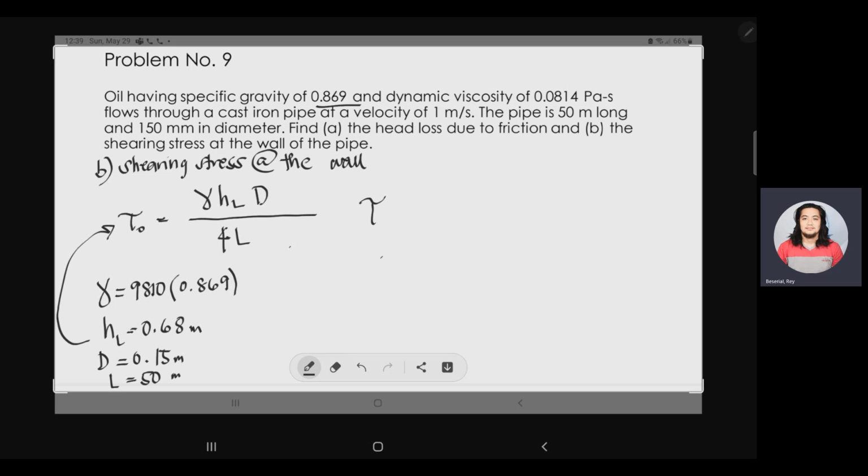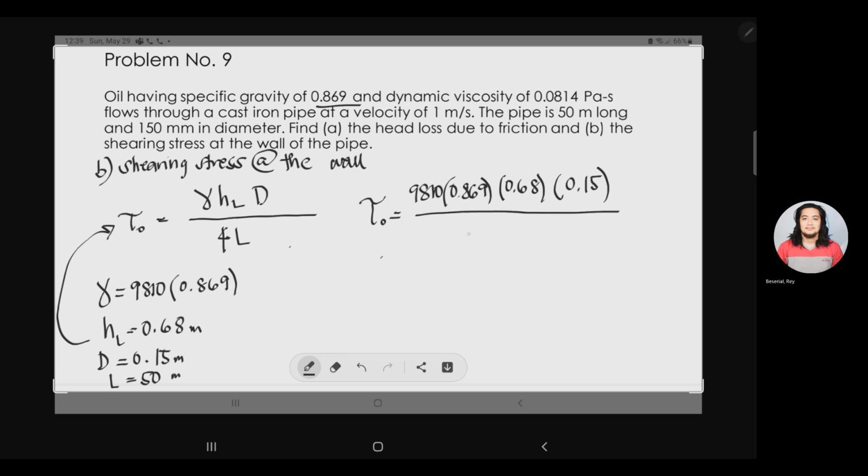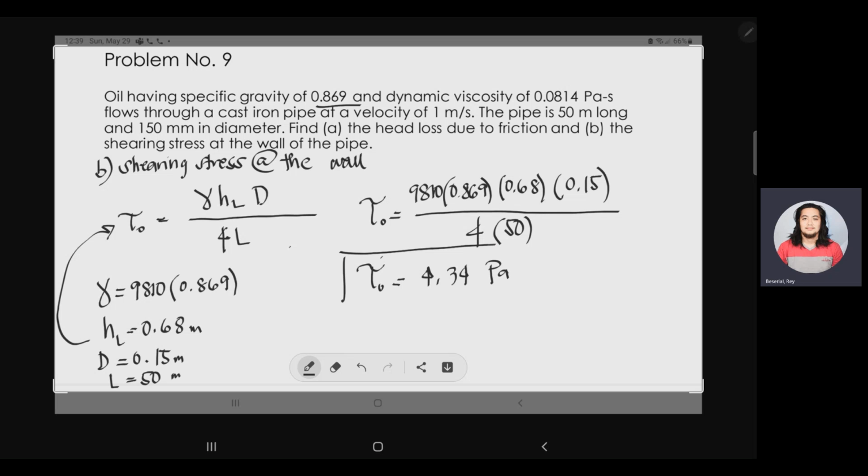So, yung ating shearing stress at the wall of the pipe is, meron tayong equation na 9,810 times yung specific gravity ni 0.869 times sa head loss na 0.68 times the diameter na 0.15, then over 4 times nung sa length na 50 meters. So, ang ating shearing stress is, may value tayo na 4.34 pascals. Okay?